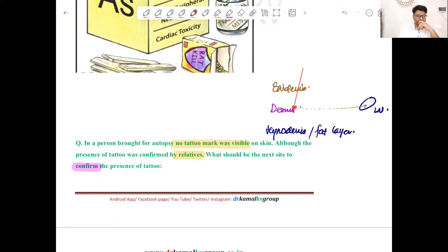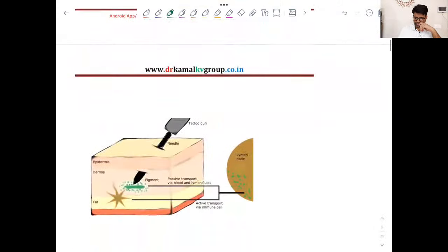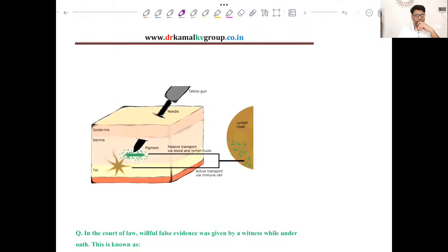With putrefactive changes, lymph nodes, absolutely right. With putrefactive changes, it might be possible that the skin is decomposed or the tattoo is not visible. So what we can do is examine this lymph node for the ink of the tattoo, right? So this is the ink of the tattoo here, and that will put us in a position to talk to the relatives whether he was really having tattoos or not. So this is the explanation for why we prefer examining lymph nodes for the residues of ink.